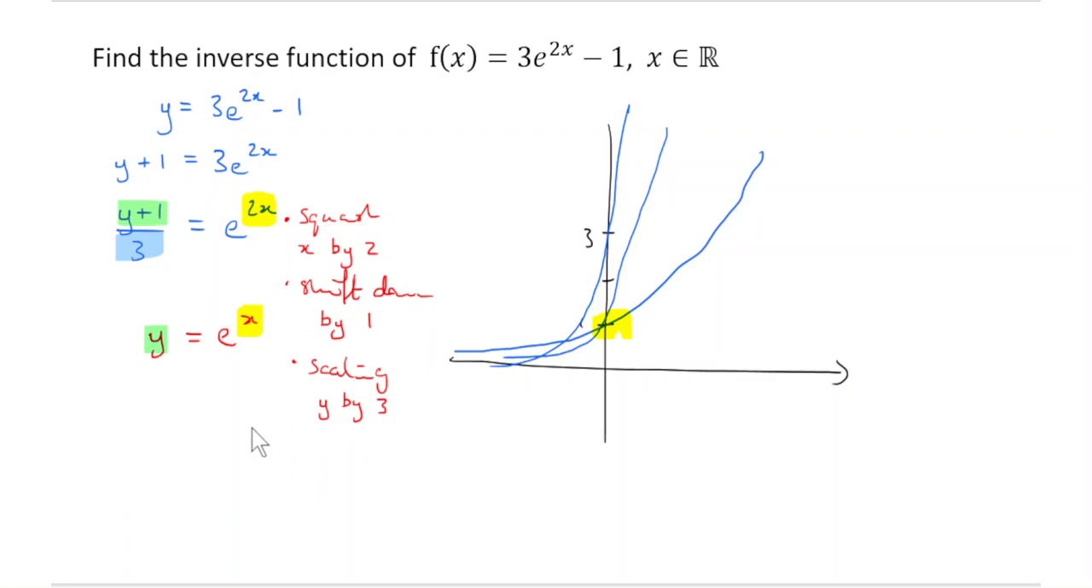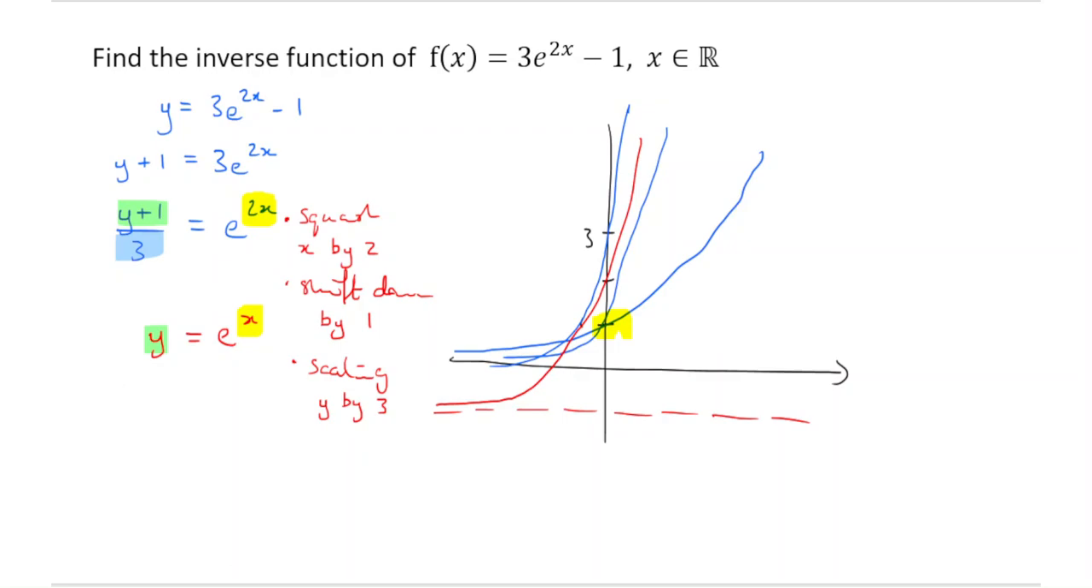Really terrible sketch, but never mind. And lastly, we're expecting it to be shifted down by 1. So in the end, we're expecting this graph to actually go through y is equal to 2 and come down there. Okay. Now, if you're really not sure about that, then we're just going to do that on Desmos.